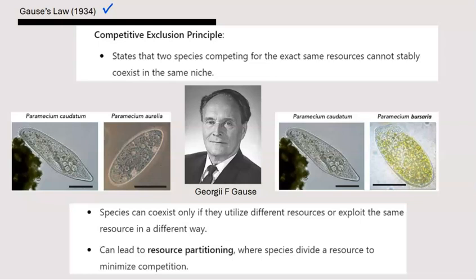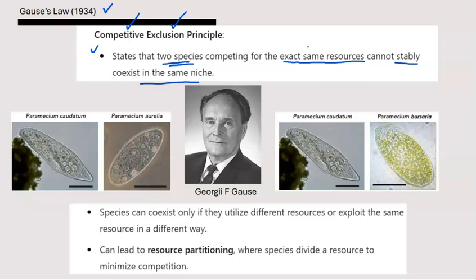And this is what it says. It says that two species competing for exactly the same resources cannot stably coexist in the same niche. So the competition is for the same resources, and the exclusion means that they cannot exist together.